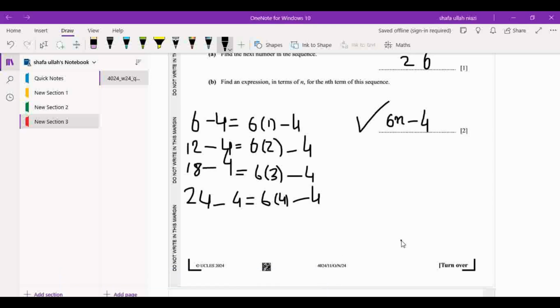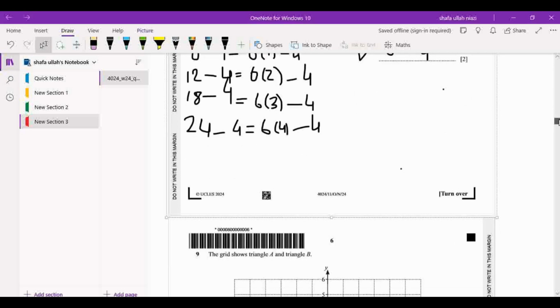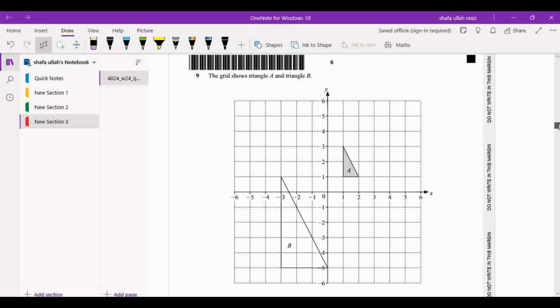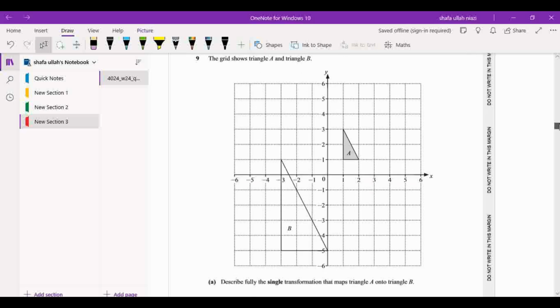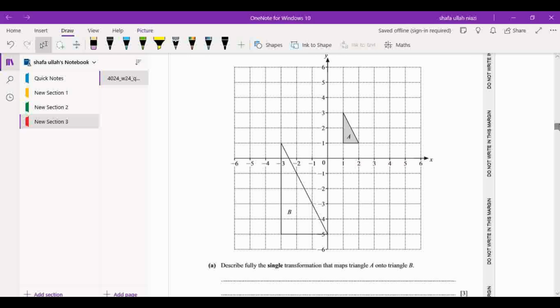Next is question number 8. The grid shows triangles A and B. Two triangles are shown here. Describe fully the single transformation that maps A onto B. It is very clear that it is an enlargement. But what should be the enlargement factor? Here the enlargement factor is 2 and this is actually minus 5 to 1 is 6. So the enlargement factor is 3.